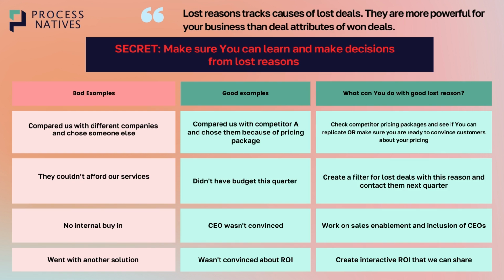Another one is "they couldn't afford our services." This one is very popular. What about "didn't have budget this quarter"? That tells us that we can create a scheduled activity next quarter to check on their budget. The third example would be "no internal buy-in." What does it mean? Who wasn't convinced? We have zero knowledge about who wasn't convinced. A good example would be "CEO wasn't convinced." Then we can work on sales enablement and inclusion of all the CEOs in the deal negotiation.